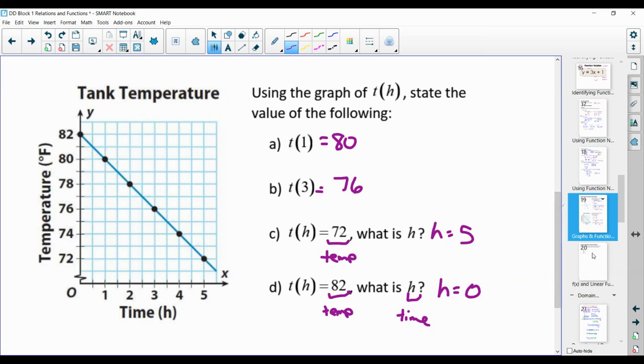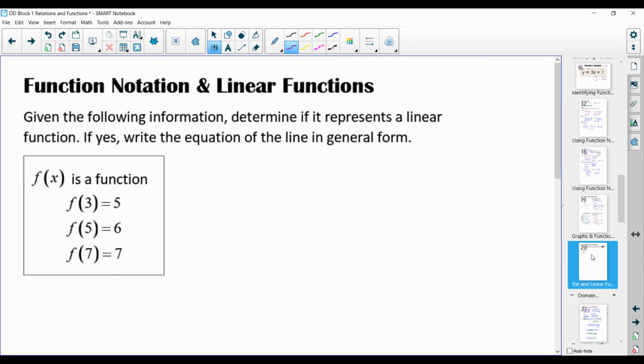All right, so we're going to look at one more example, and this actually is going to give you an opportunity to review some of the things that we did in the previous unit. So function notation is the new piece. The linear functions part is just going to be an example to help you refresh your memory from our last unit. So we're given some information here. We're told that f of x is a function, and then we're told some inputs and outputs. And the question is, does this represent a linear function? And if it does, then we're going to write that function in general form.